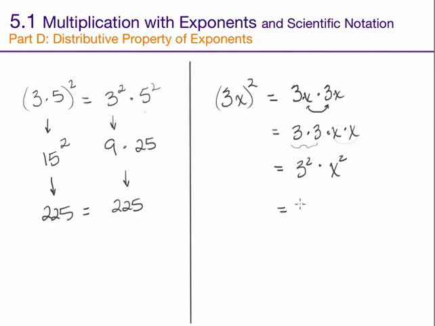3 squared I know is 9. x squared, well, there's nothing I can do with that, but just write it as x squared. I've also left out this times dot this time. It just tidies things up a bit. Of course, I could always have taken the shortcut. 3x all squared is 3 squared x squared. This, of course, becomes 9x squared. Same thing.